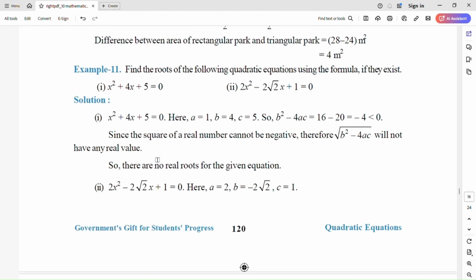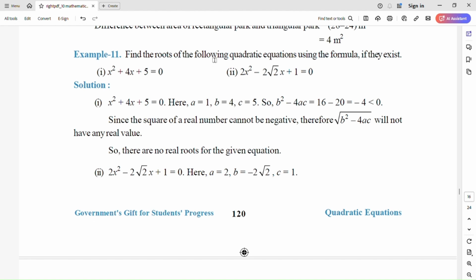Now next, find the roots of the following quadratic equation using the formula if they exist. So how do you know if the root of a quadratic equation exists or not? Real roots exist or not? By checking the discriminant. If the discriminant is positive, only then you have real roots.